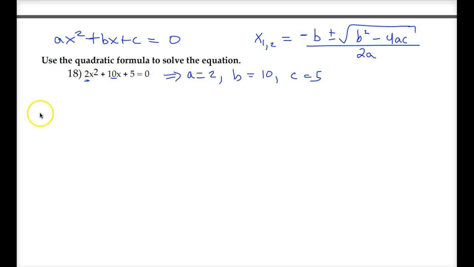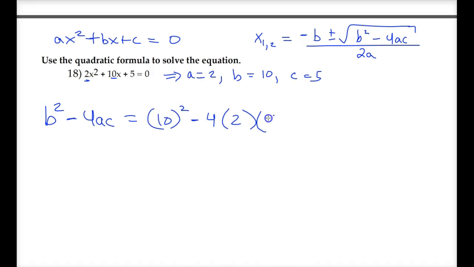All right, so now that we've made sense of what the discriminant is, we're going to calculate it. Our b is 10, so we square it, minus 4a, which is 2, c, which is 5. 10 squared is 100, 4 times 2 is 8, and 8 times 5 is 40. So 100 minus 40 is 60. So we know that we're going to have two distinct real number solutions here. Now we'll use our discriminant to figure out our answer.